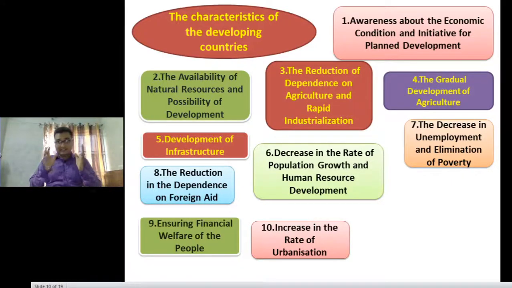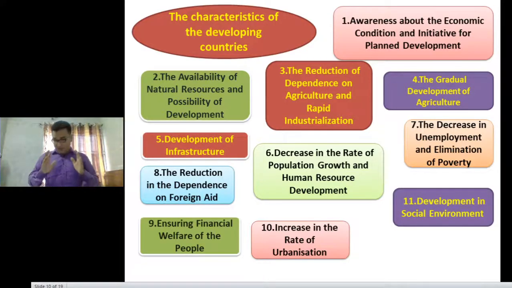The next characteristic is increase in the rate of urbanization. In this type of countries, we can see the rapid increase of urbanization. So this is one of the characteristics of the developing countries.